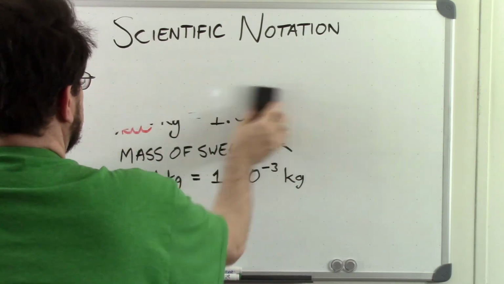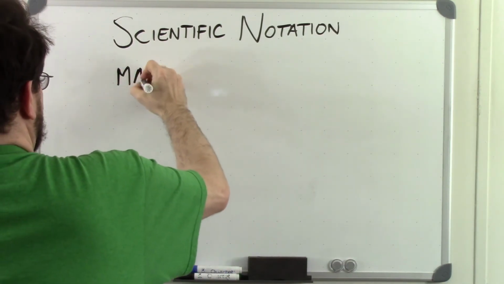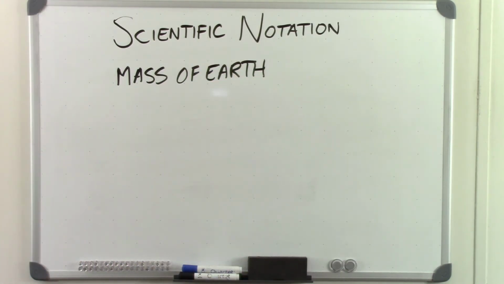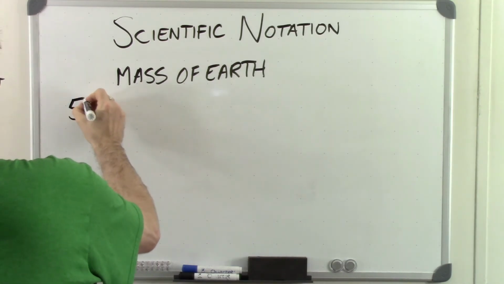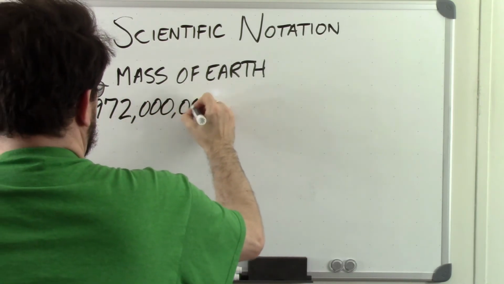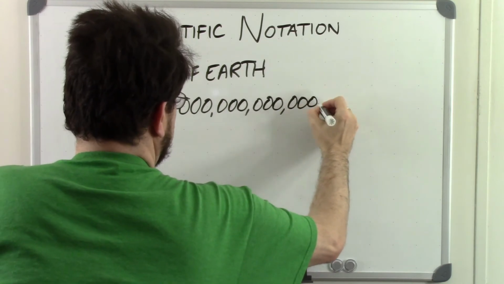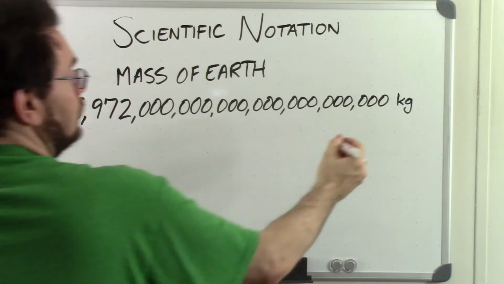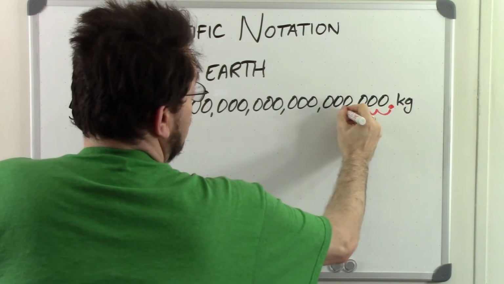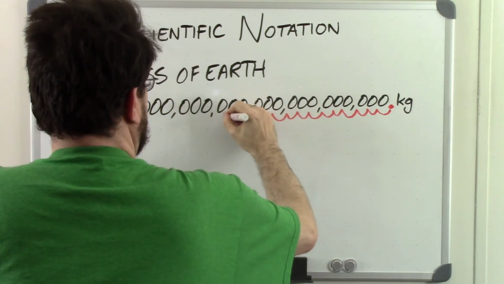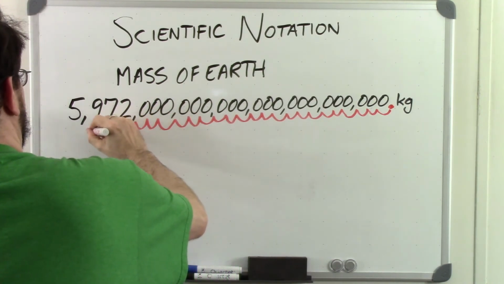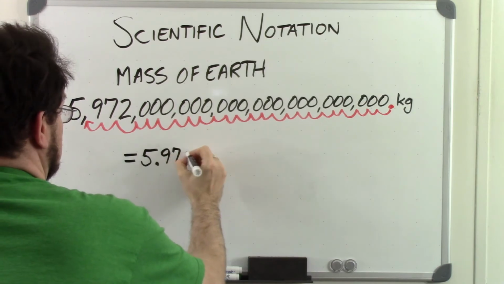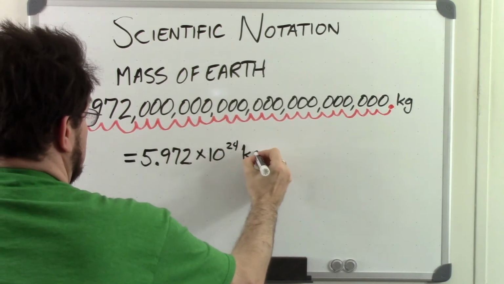What about some really big and really small numbers? The mass of the Earth is 5 septillion 972 sextillion kilograms. That's 5972 and 21 zeros. To put that in scientific notation, we have to move the decimal point 24 places to the left, giving a result of 5.972 times 10 to the 24th power kilograms. It should be obvious at this point that for numbers this big, scientific notation is easier to work with.